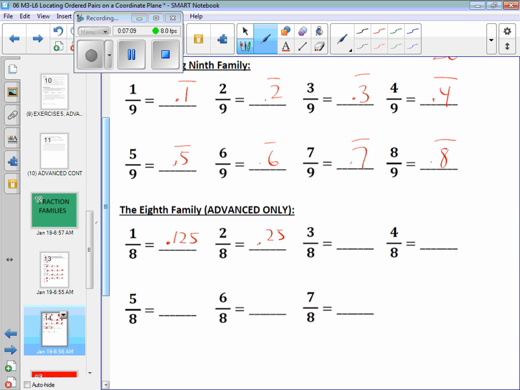Okay, what about 3/8? Yep, if you add 125 to 250, you get 375. 4/8. Well, what does it reduce to? Which is 0.5. If you add 125 to 375, you get 0.5. 5/8. Correct. 6/8, which reduces to 3/4.